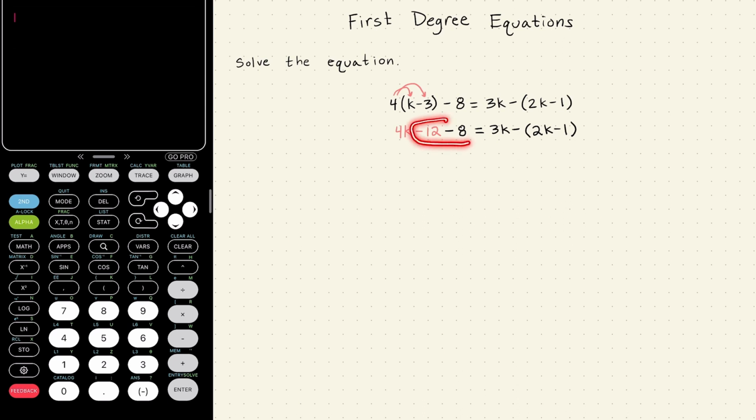I notice we have a minus 12 minus 8. Well, those are like terms. We can combine those. Negative 12 minus 8. So in my calculator, I'll type in negative 12 minus 8. And that gives me negative 20. So when we do the negative 12 minus 8, we've got negative 20. Still have our 4k here. Equals, and of course everything's still the same on the right-hand side.